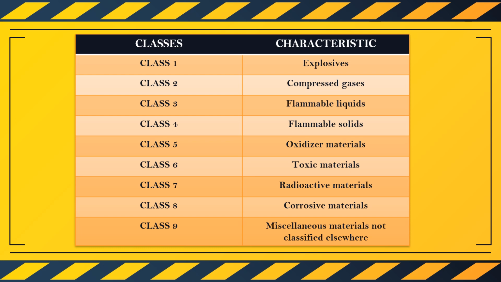So examples of class 9, we have dry ice, lithium batteries, and your aerosols, of course. When you say dry ice, this is actually a solid carbon dioxide that is used as a refrigerant and can cause frostbite if it comes in contact with the skin.